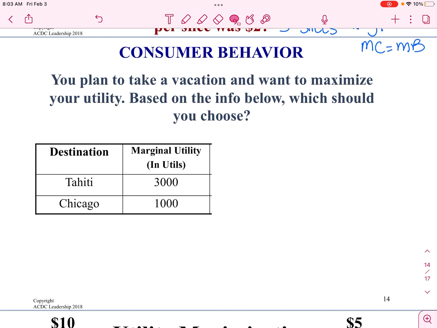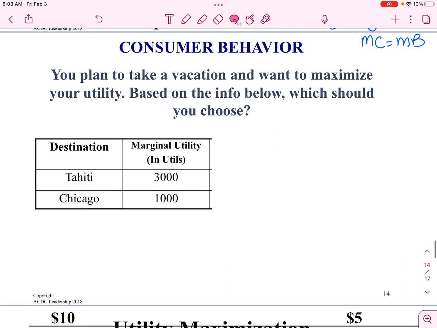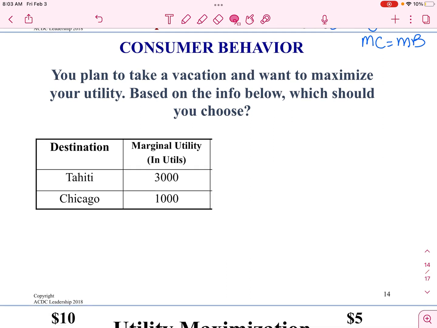This is the end of 1.6, and then you will practice on the 1.6 worksheet that you can find on Canvas, or you can find it on the pacing guide. Just looking at this information that we are given by 1.6, we want to see where would we choose to go.